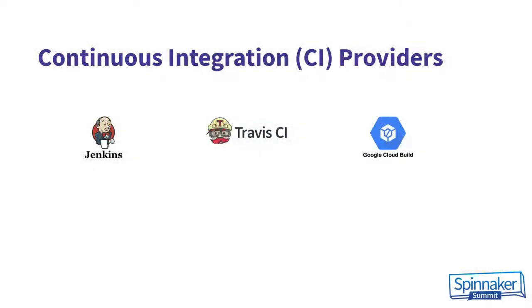What are the CIs supported? Things like Jenkins, Travis CI, Google Cloud Build, Concourse, Wercker, and you use hal config CI to configure these things. Okay.